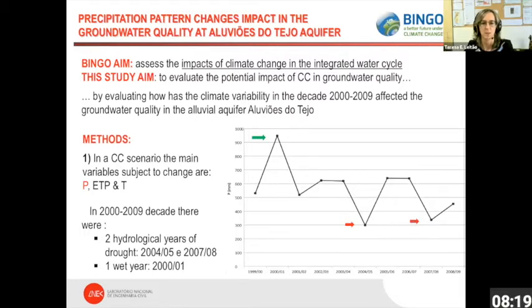In the climate change scenario, we are expecting changes in precipitation, in evapotranspiration and temperature. And so we have chosen a decade from 2000 to 2009, where we have very clear changes in the annual precipitation. We had precipitation in the years 2004 and 2005, as well as 2007 and 2008, which were half of the average of 600 millimeters, and we had one year, 2001, with almost double.